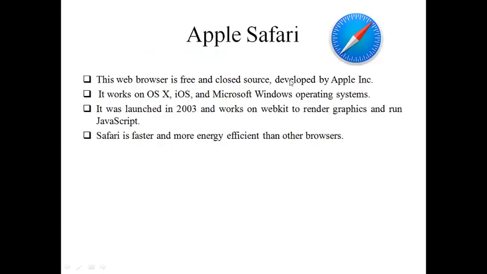Next is Apple Safari. This web browser is free and closed source. That is, its source code is not available to the users. Developed by Apple Inc. It works on Mac OS, OS X means Mac OS, iOS and Microsoft Windows operating system. It was launched in 2003 and works on WebKit, that is an operating system developed by Apple to display graphics and run JavaScript. Safari is faster and more efficient than other web browsers.